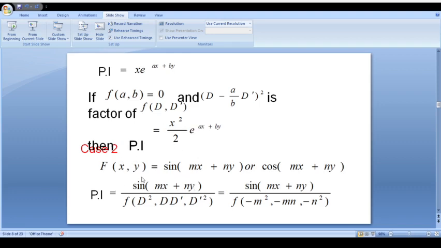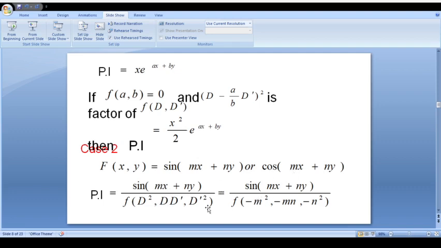Next, case 2. If f(x, y) is sine of mx plus ny or cos of mx plus ny, in that case the particular integral is given by 1 divided by f(D squared, D D', D' squared) of sine of mx plus ny. Write sine of mx plus ny as it is, and replace D squared by minus m squared, D' squared by minus n squared, and D D' by minus mn.